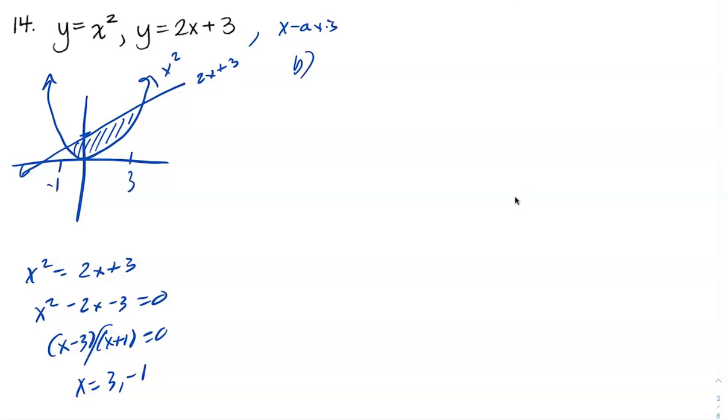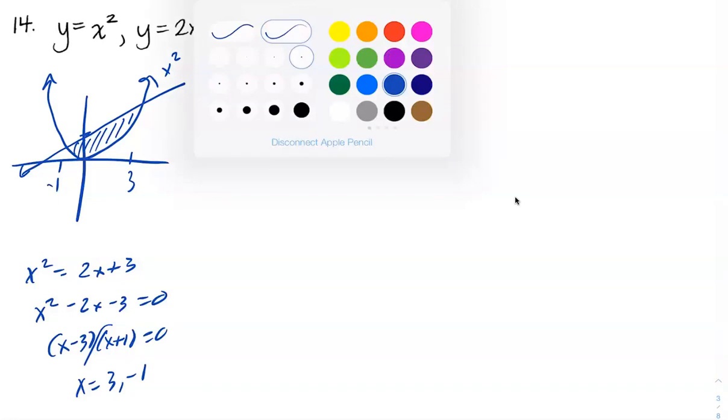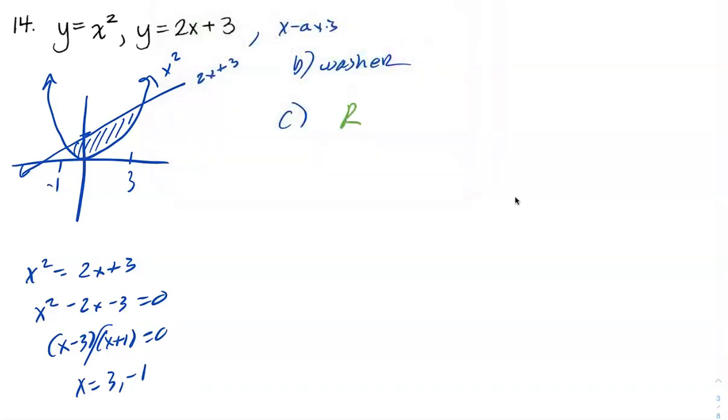This will again be the washer method. And then for C, let's find our r's first. We're spinning around the x-axis, so this guy will be the further from the x-axis. So my big R is going to be 2x plus 3 minus 0. My little r is going to be the shorter one to the x-axis. That will be the x squared graph.